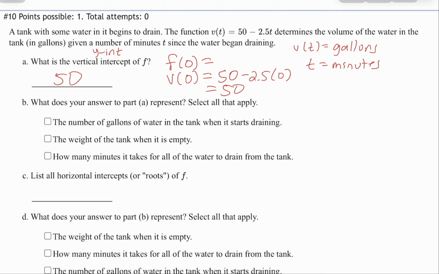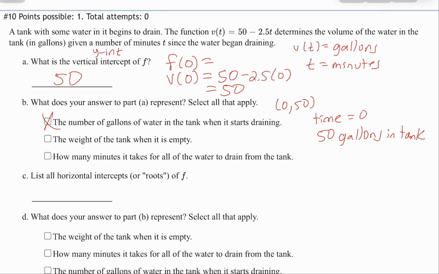What does your answer represent? Well, that means at time 0. So at time 0, there is 50 gallons. So it would be the number of gallons of water in the tank at the start. So that's the number of gallons in the tank when it starts.